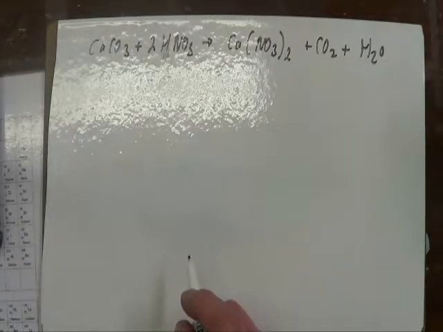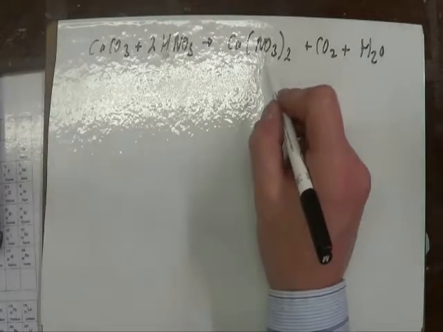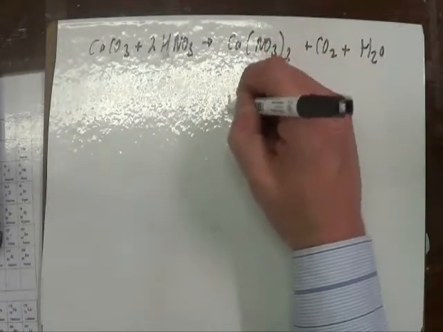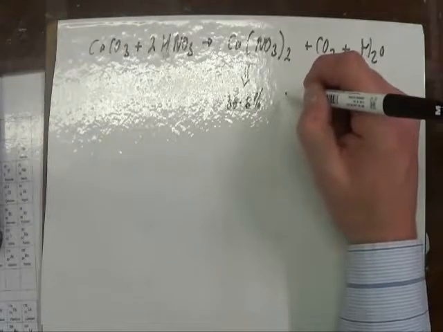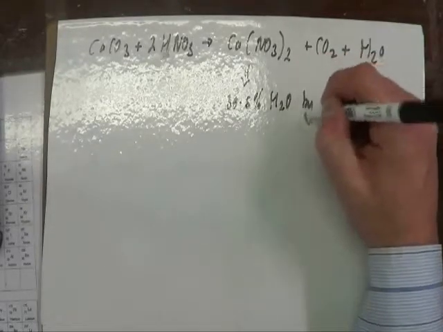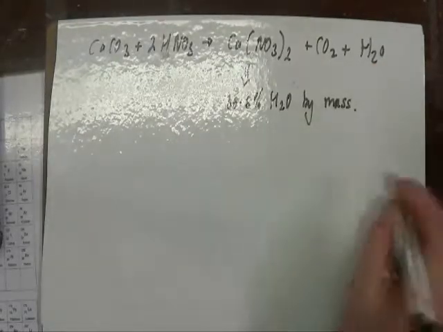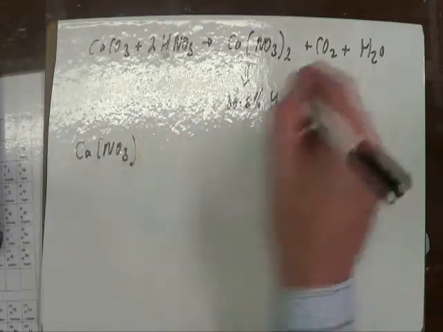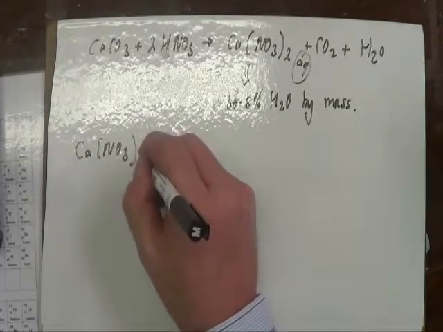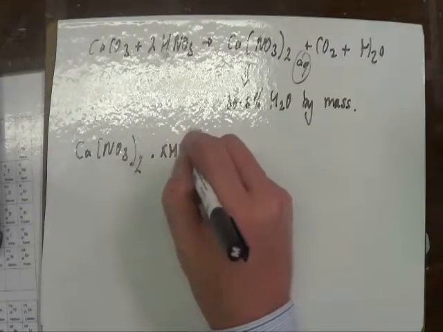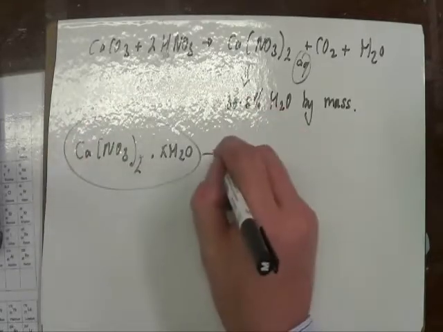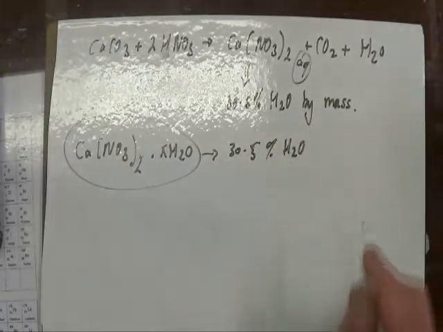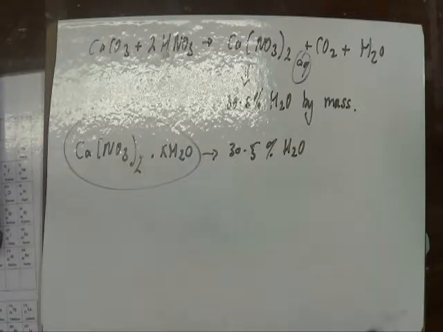Okay, so the examiner tells us that the student left this solution of calcium nitrate to crystallize, and the crystals that formed contained 30.5% water by mass. So in other words, the hydrated crystal that forms when you leave this aqueous solution, of that entire thing, 30.5% of it was water. And from that we've got to calculate the formula.